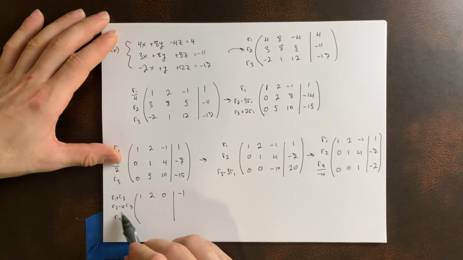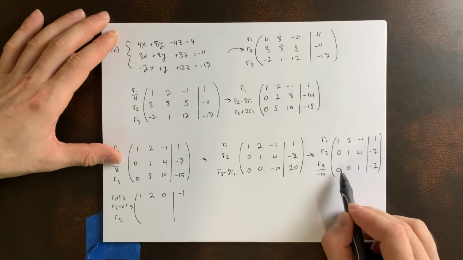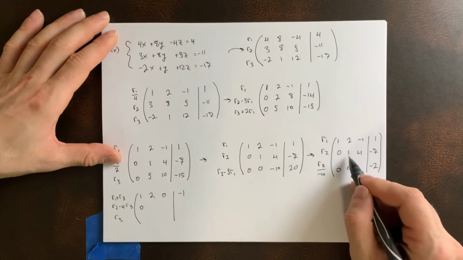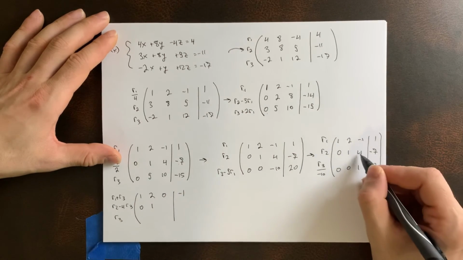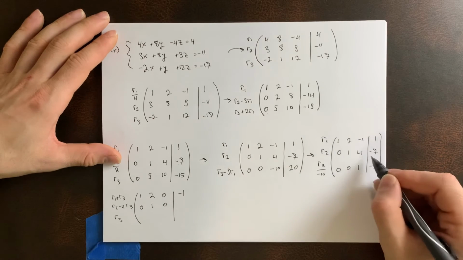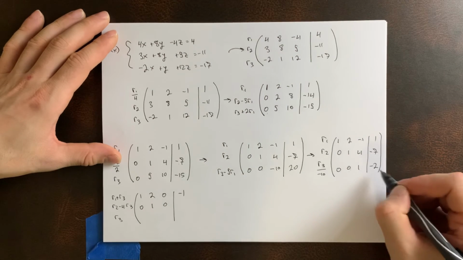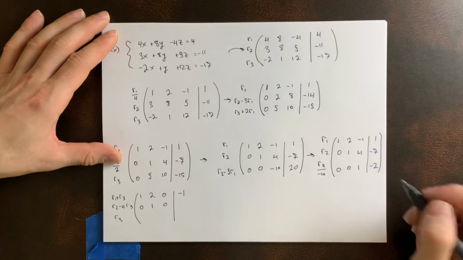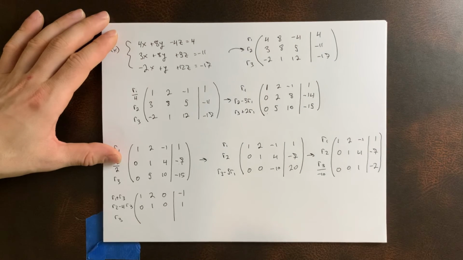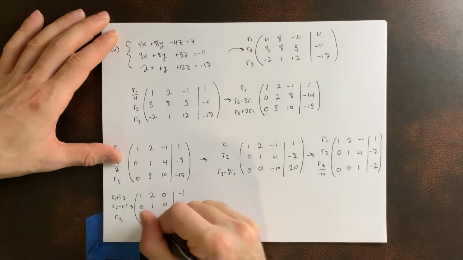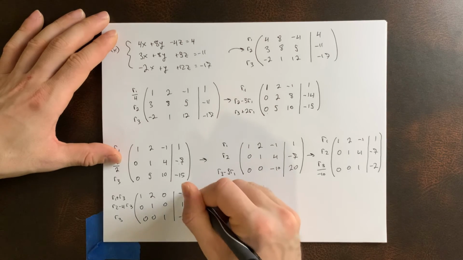Okay, row 2 minus 4 row 3. That minus 4 of that, 0. 1 minus 4 of that, 1. 4 minus 4, 0. Now minus 7 minus a minus 8. So minus 7 plus 8, which is 1. And row 3 the same. 0, 0, 1, minus 2.